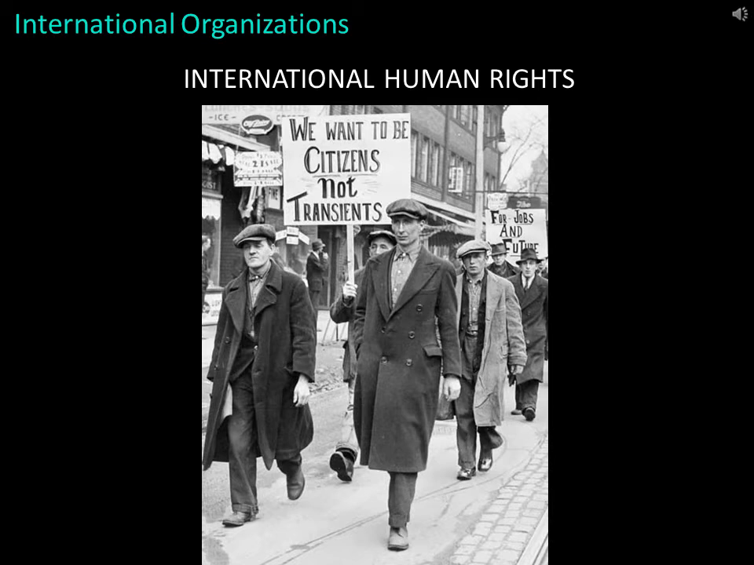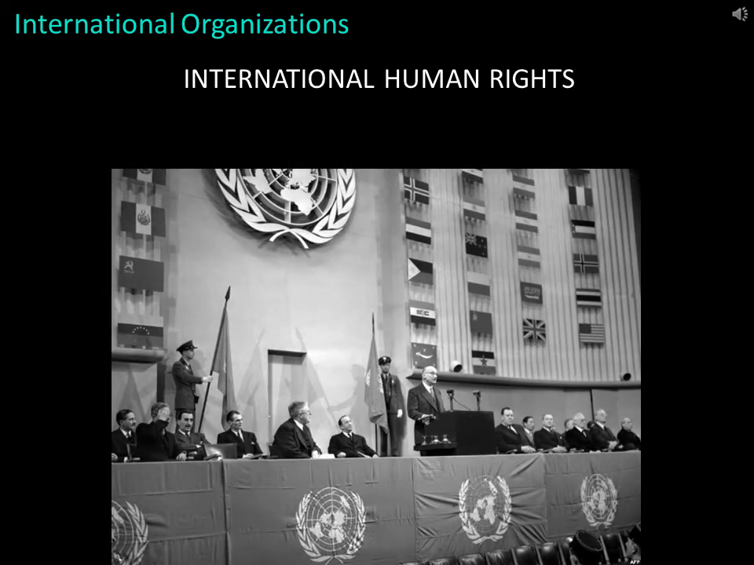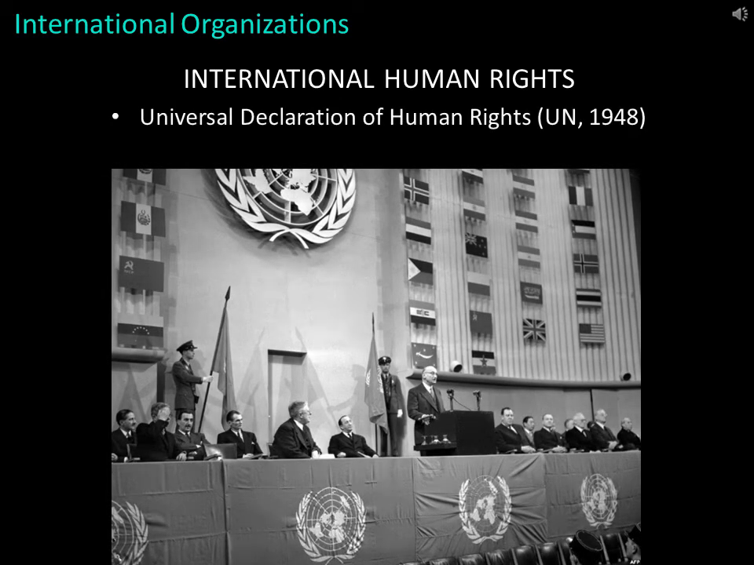The first official recognition of international norms for individual human rights was contained in the UN's Universal Declaration of Human Rights, or UDHR, which was adopted in 1948. The UDHR, being a UN resolution, carried limited weight, especially when it came to enforcement.